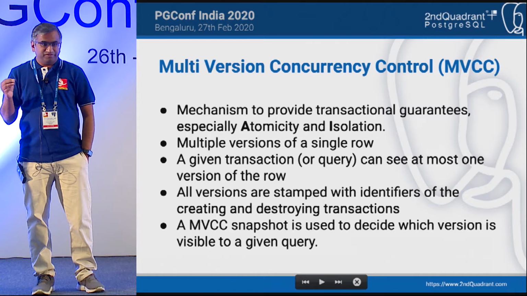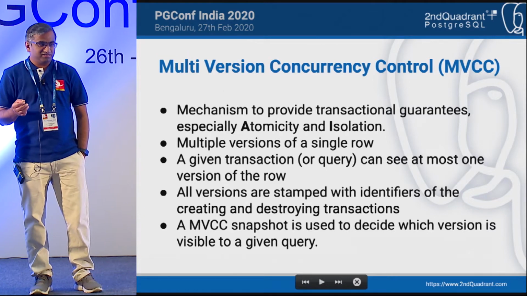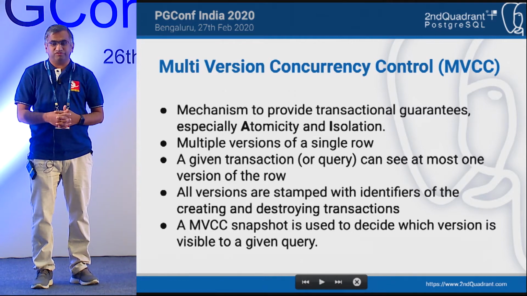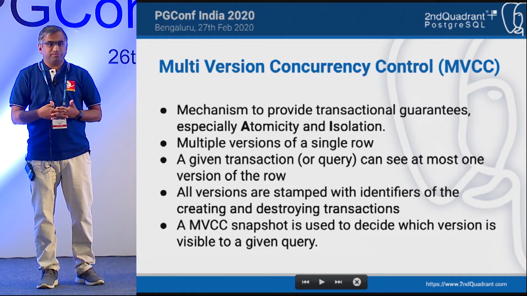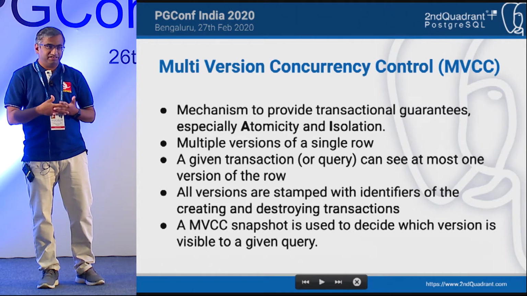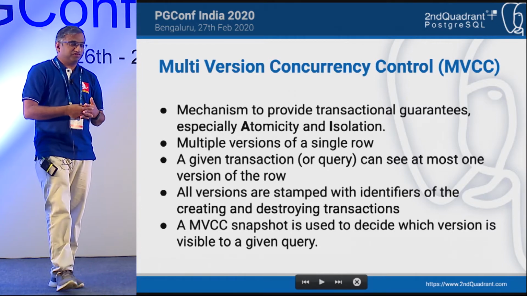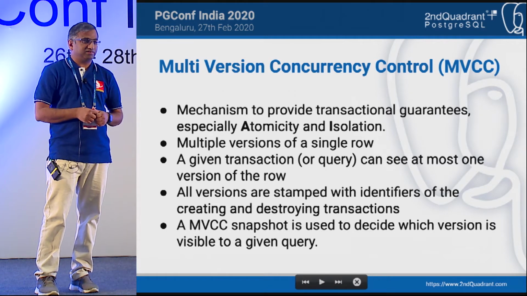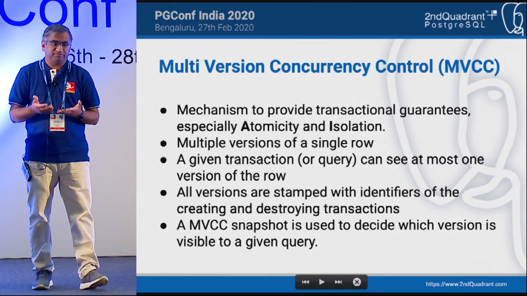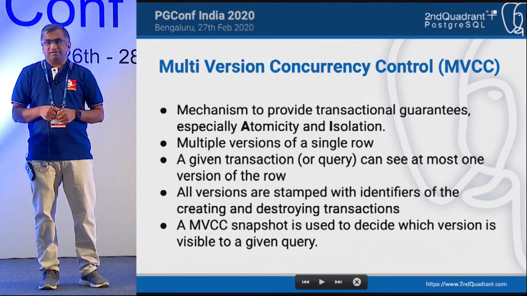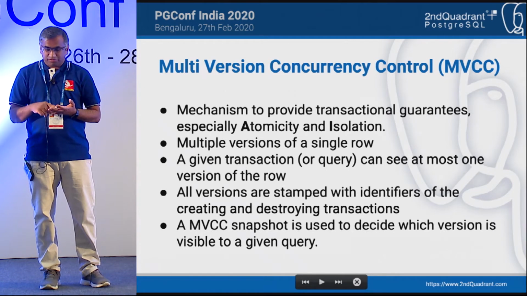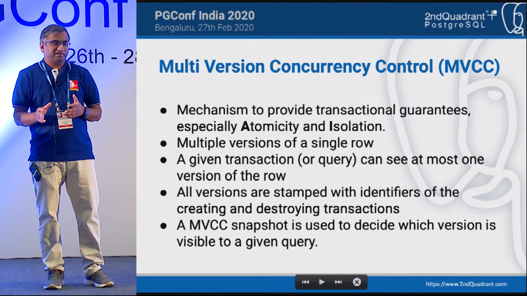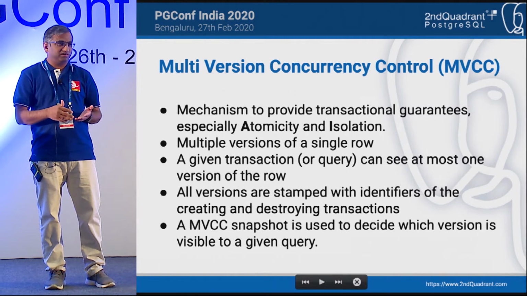So MVCC, or multi-version concurrency control, that's the full form of the word. It is used by Postgres quite heavily. Out of the 4 major properties that we talked about that any transaction should support, I would say atomicity and isolation are the 2 properties which relate more heavily to MVCC.